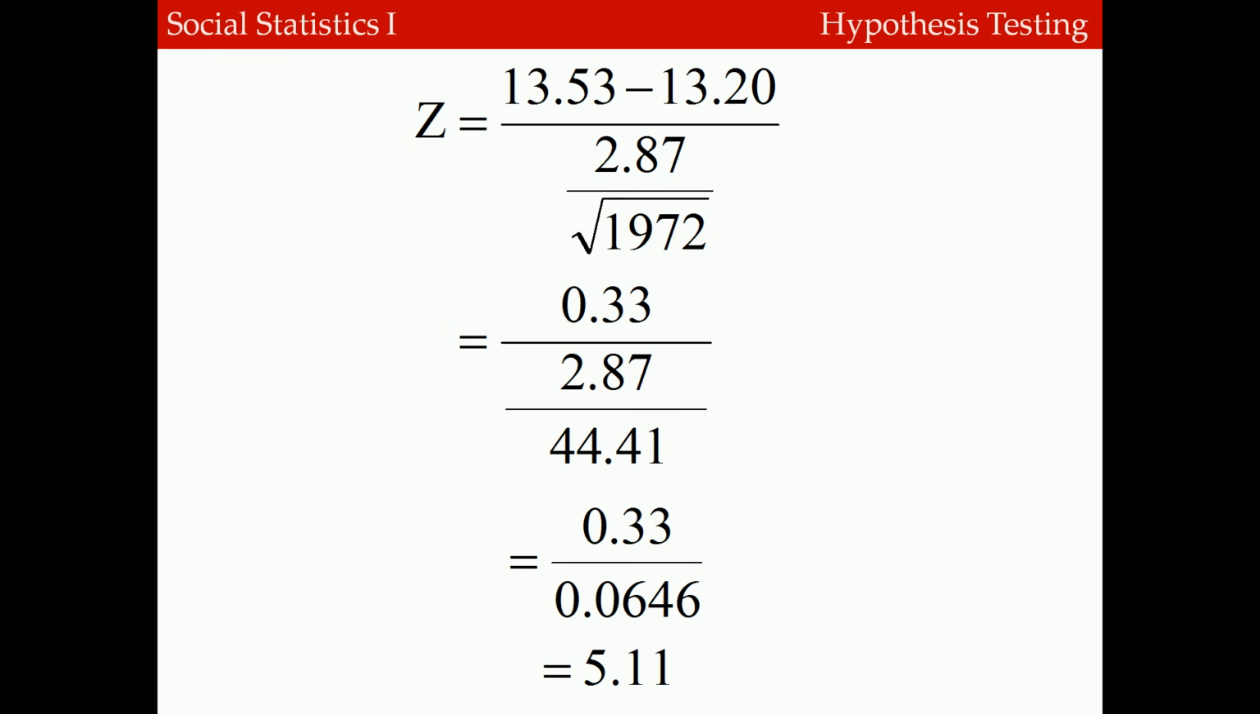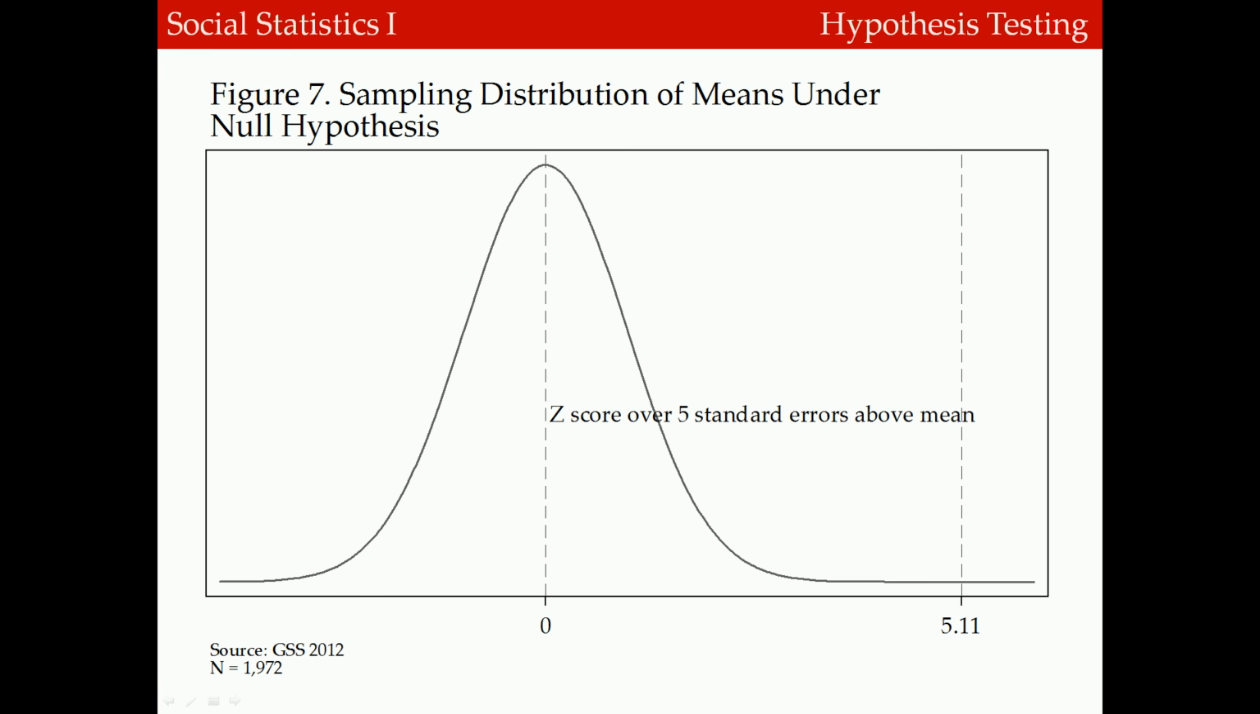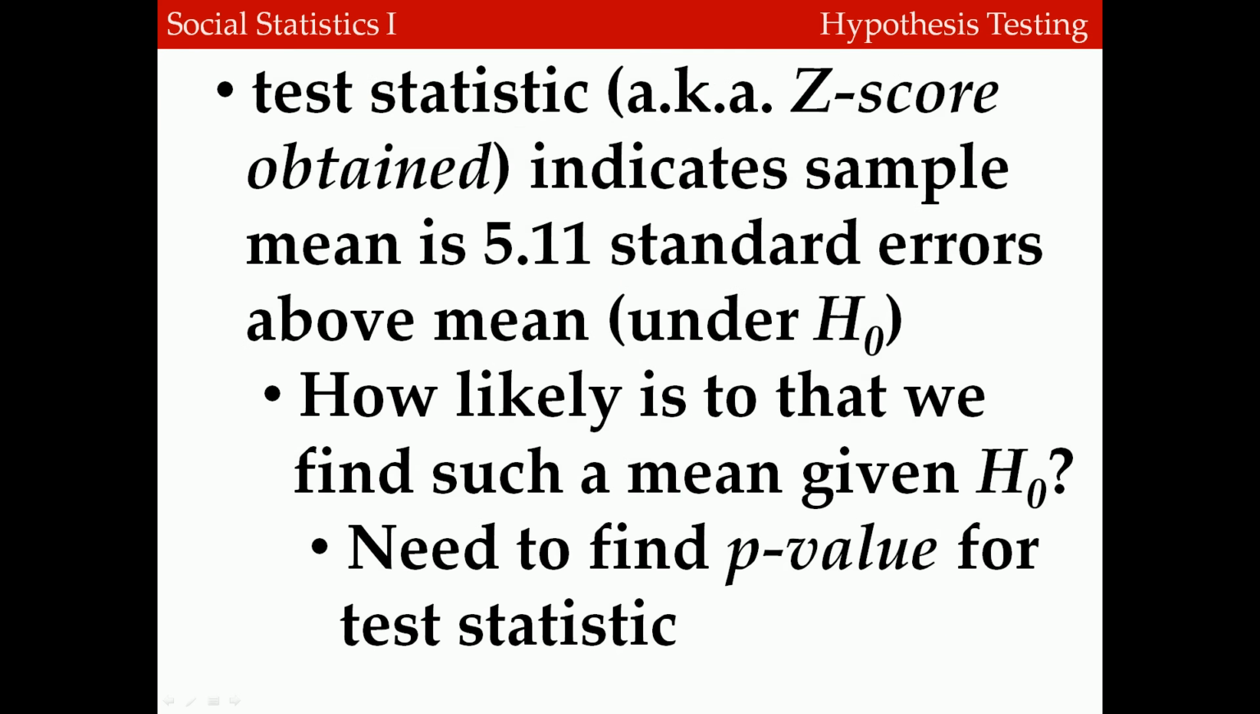And so when we do the arithmetic, we get a value of 5.11, and that tells us that the sample mean, 13.53, is over 5 standard deviations from what we think is the true population mean, 13.2, under the null hypothesis. If we were to illustrate that using a figure, it would look something like this. Our z-score, 5.11, is over 5 standard errors away from the assumed value of the mean, 13.2, which we got from the census.